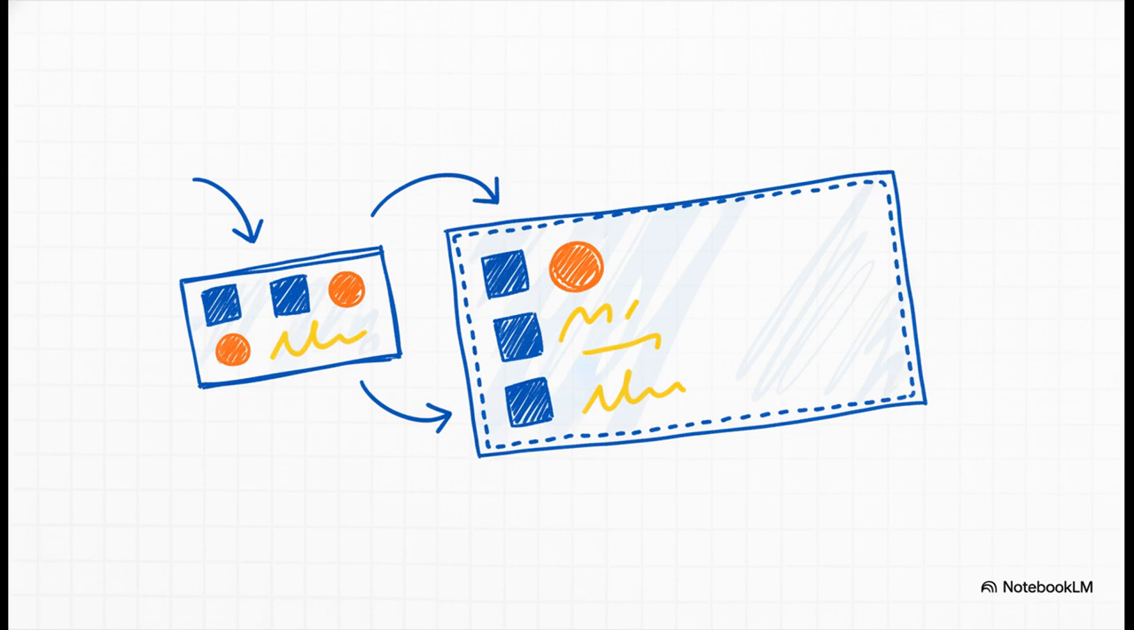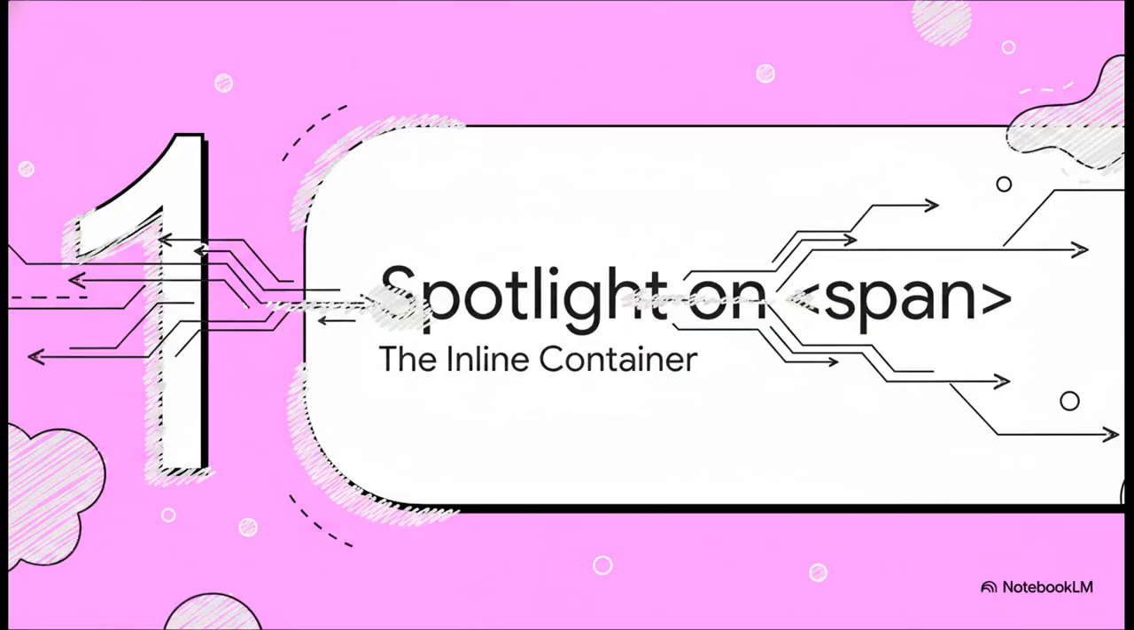Now, here's the secret. On their own, they do pretty much nothing. Their whole job is to be these invisible containers that let you group stuff together so you can style it later with CSS. Okay, so let's dive into our first tool, the span tag.